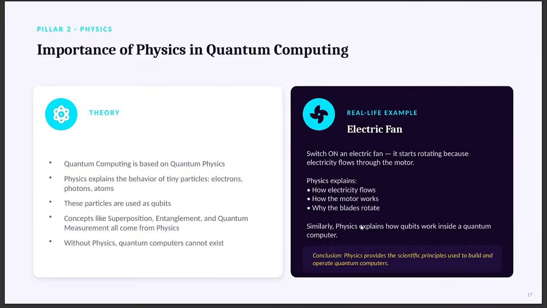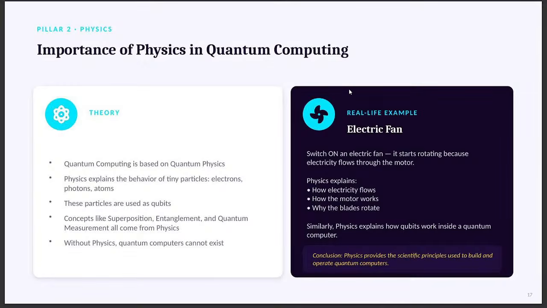Let's take a simple example: an electric fan. If you switch on an electric fan, immediately the fan starts rotating, right? Why? Because electricity flows through the motor. Physics explains how electricity flows, how the motor works, and why the blades rotate. Similarly, physics explains how quantum particles move and how qubits perform computations. So physics is not only helping us understand nature, it is helping us build quantum computers.